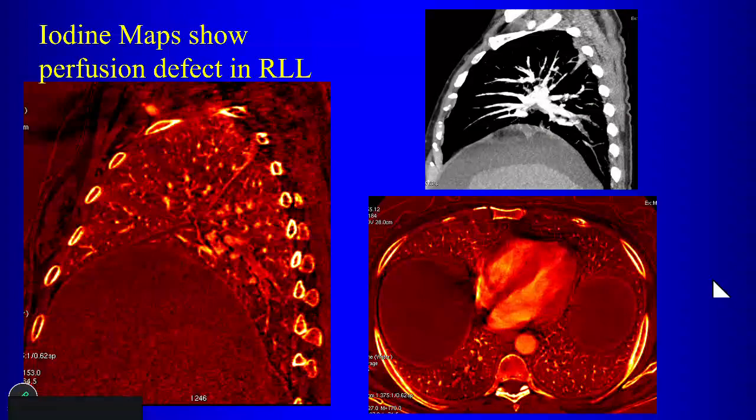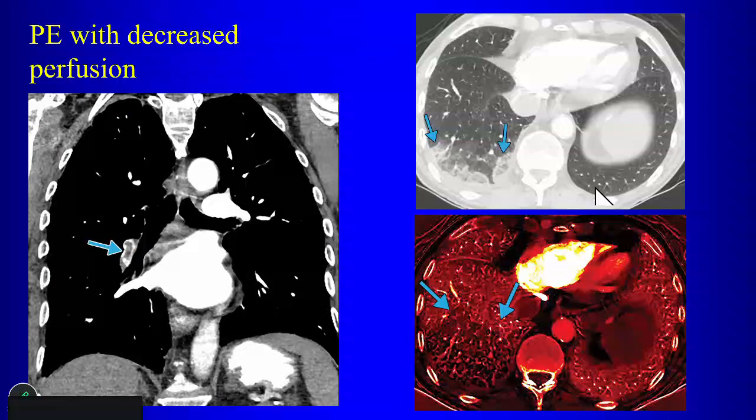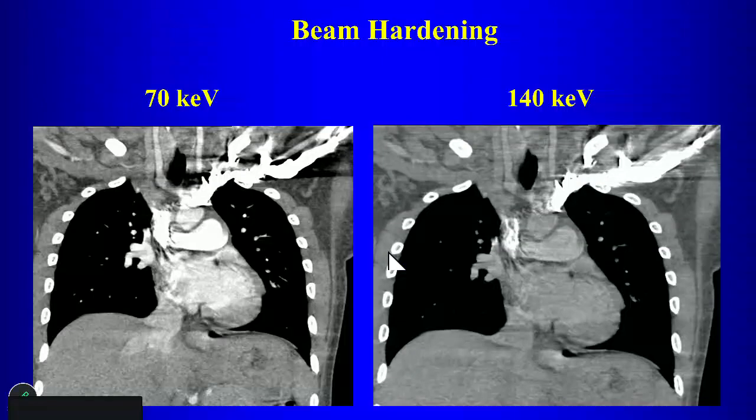Right? There's a little bit of a perfusion defect there. There's a clot down there. Okay, shows that perfusion defect. Another nice example. So this area here is an area of infarct because of a clot, and you can see the perfusion defect very nicely there.